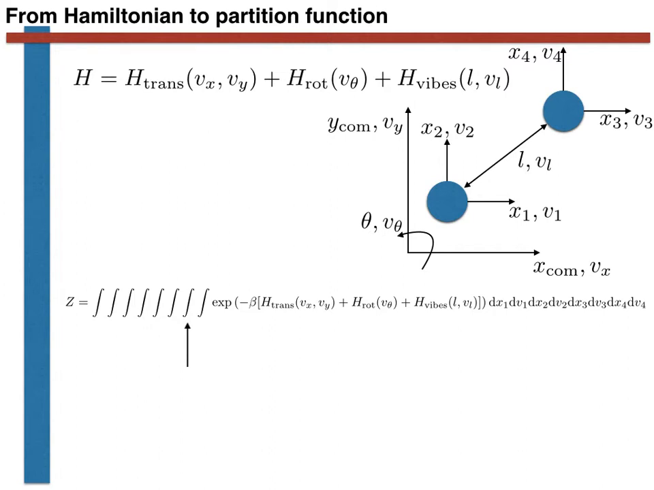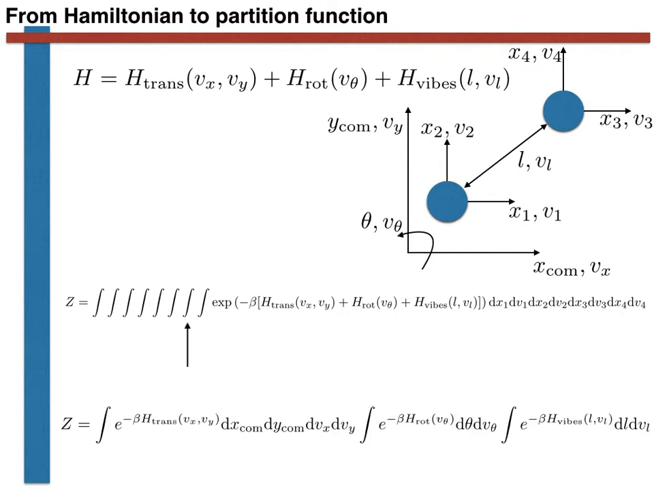This integral is tractable because we can, as always, rewrite the exponential of the sum as a product of exponentials. Furthermore, each of these exponentials is a function of a subset of the coordinates, and thus the integral is separable, as shown at the bottom of the slide. It turns out that we can calculate each of these integrals separately. We do the first by considering a model system that has only translational degrees of freedom. In fact, we have already seen how to do this one.